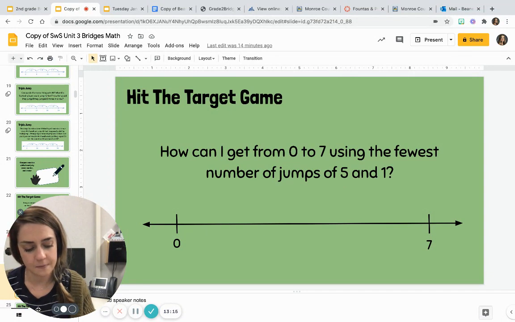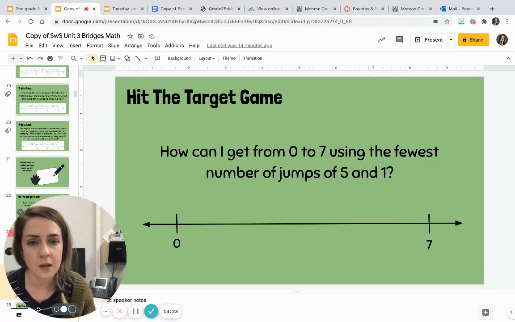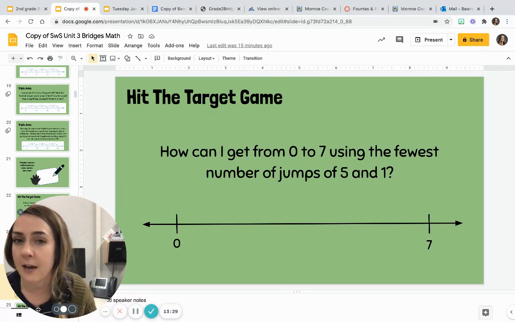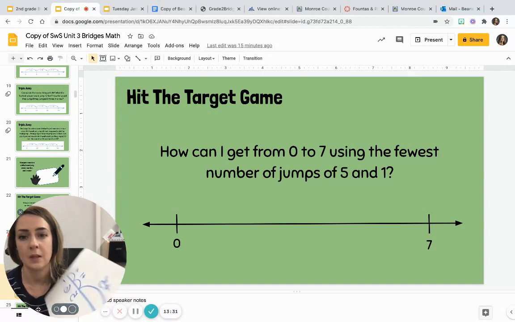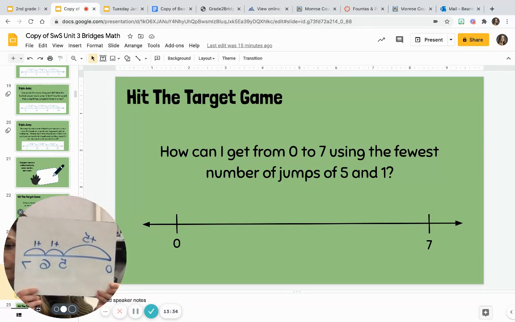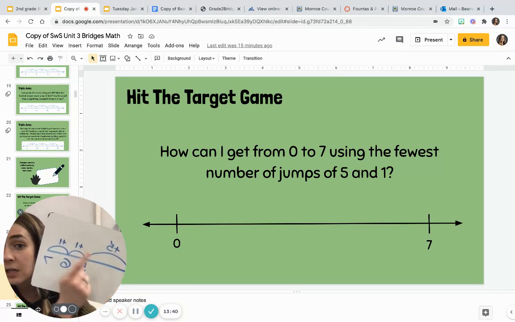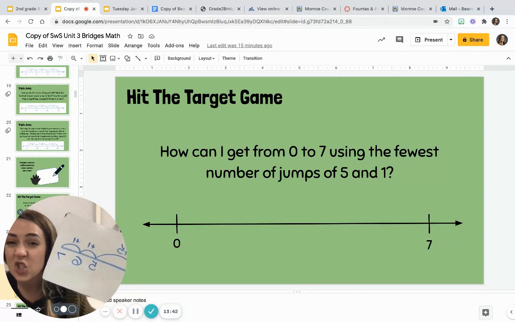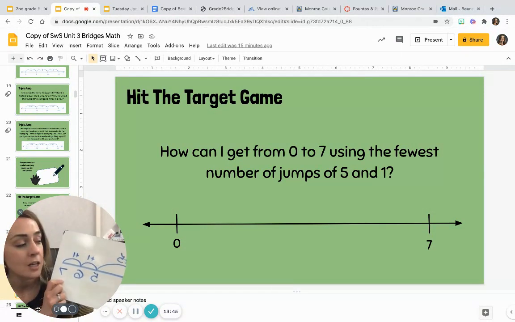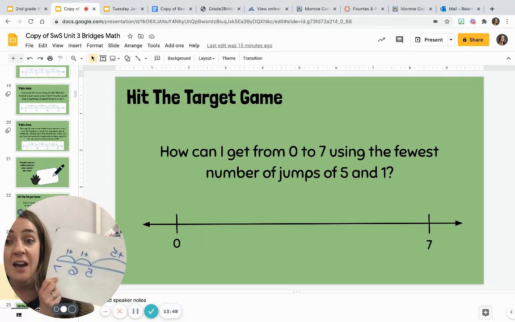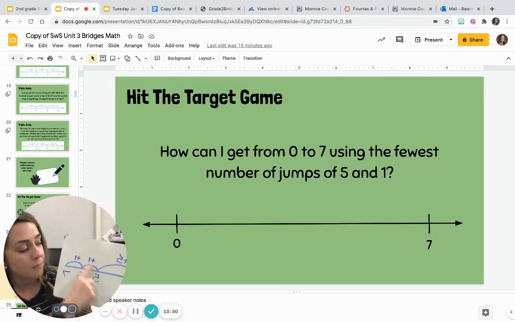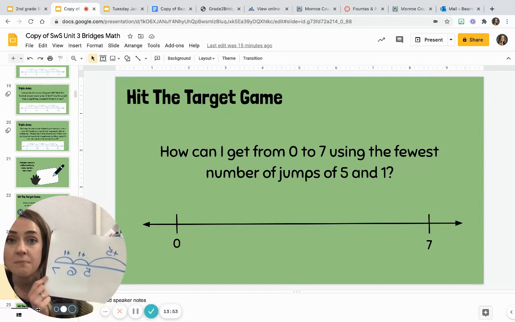I'm doing my idea. All right. So remember, we want to get to our number in the fewest jumps as possible, but we have to use a 5 and we have to use some 1s. All right, this is what mine looks like. I've done one big jump of 5, and then I know that if I do another jump of 5, it's going to give me 10, and that's too much. My target number is 7. So I can't do 2 jumps of 5. I have to do one jump of 5 plus 1, 6, plus 1, 7. All right.